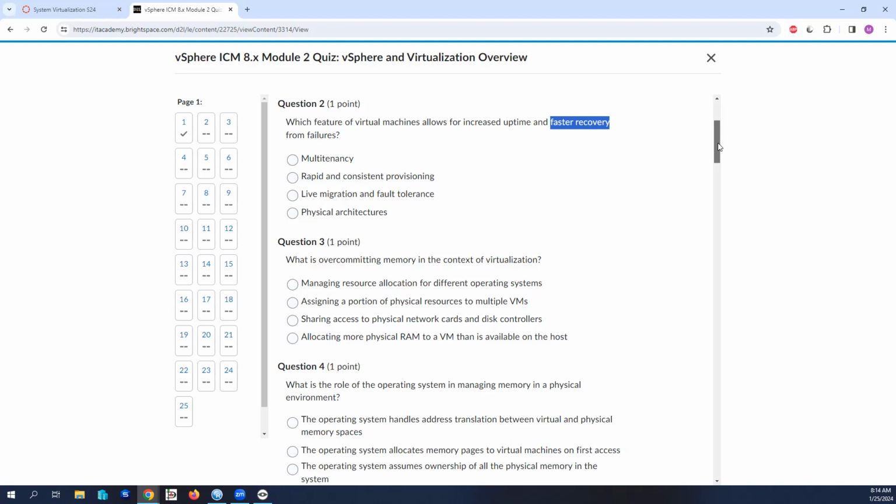So we're down to multi-tenancy. Have you ever heard of that? Branda's trying to think. Never. So that's probably not the answer. So live migration and fault tolerance. Fault tolerance means that you can tolerate a failure and still function. That's the definition of fault tolerance.